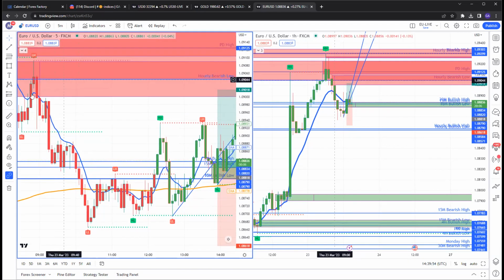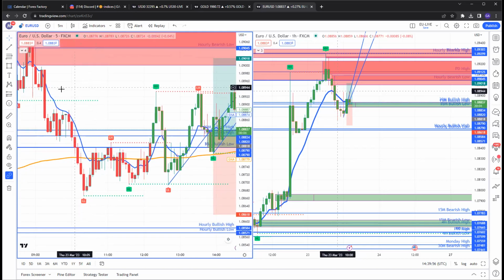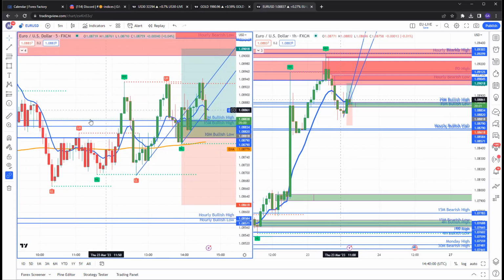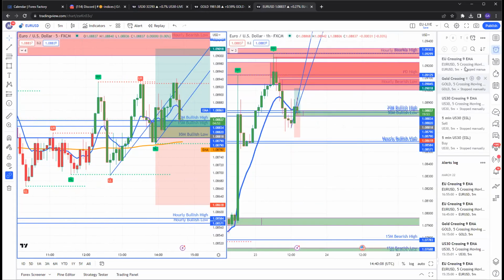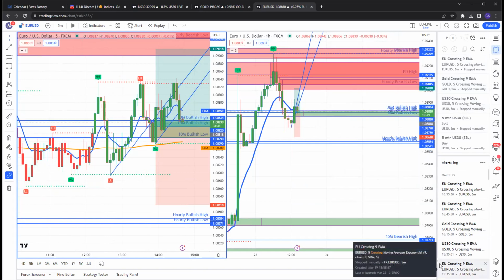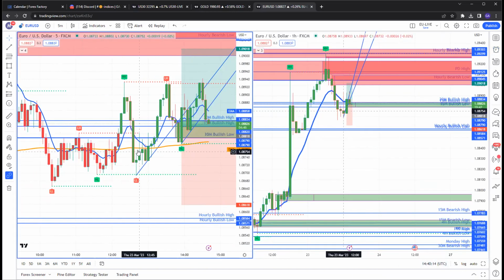We missed a sell here, and we can't catch any other sell because we don't have any markups for a sell. Then we just wait for price to close above the 9 EMA on the 5-minute and retest the 9 EMA. And that's why I have these alerts here: EU crossing 9 EMA, gold crossing 9 EMA, and US 30 crossing 9 EMA. I can't emphasize how important those alerts have been to me, right? So you would get an alert here because price closed above the 9 EMA on the 5-minute.